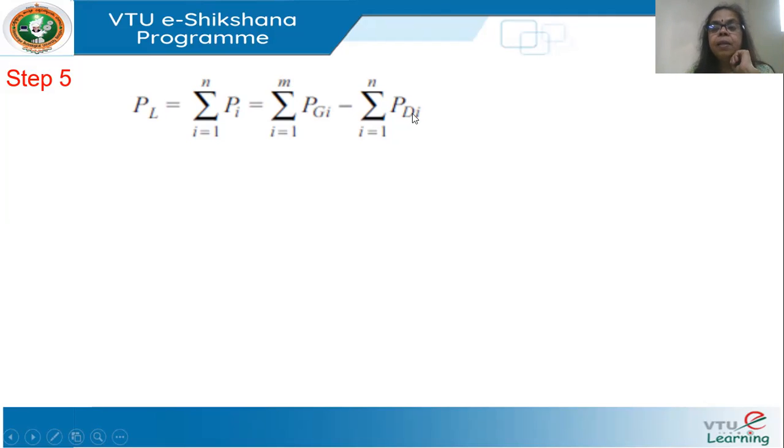And the index for the load bus is from 1 to N. You can have load at all the N buses. Right, this is a simple expression. The loss is equal to generation minus demand.